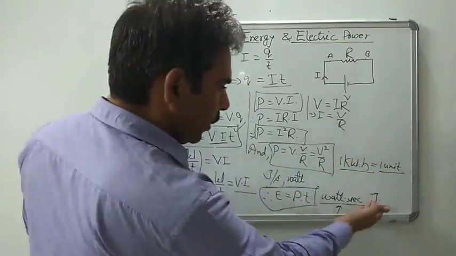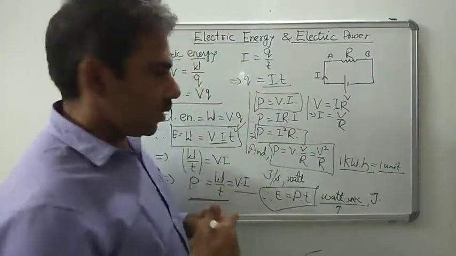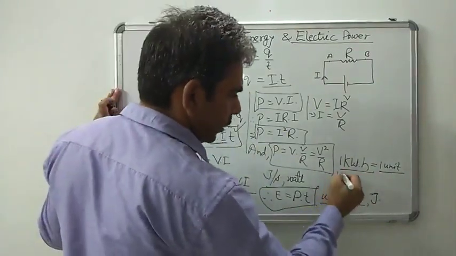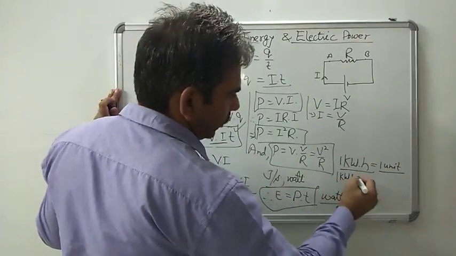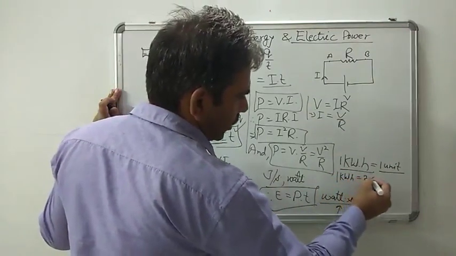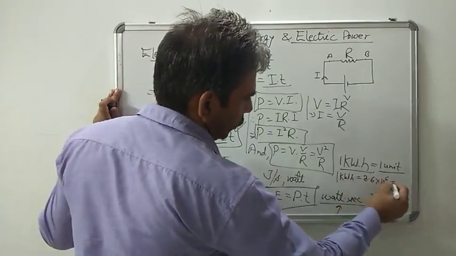So how many joules equal 1 kilowatt hour? From here we can simply say that 1 kilowatt hour is equal to 3.6 into 10 to the power 6 joules.